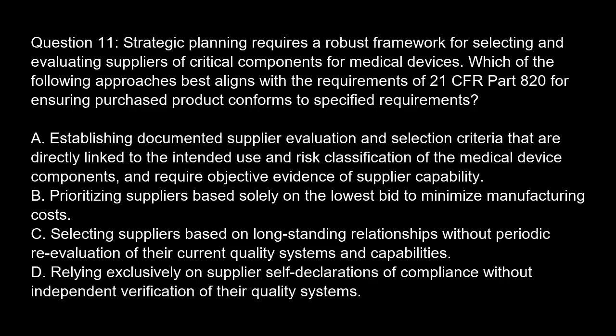Option B. Prioritizing suppliers based solely on the lowest bid to minimize manufacturing costs. Option C. Selecting suppliers based on long-standing relationships without periodic reevaluation of their current quality systems and capabilities. Option D. Relying exclusively on supplier self-declarations of compliance without independent verification of their quality systems.